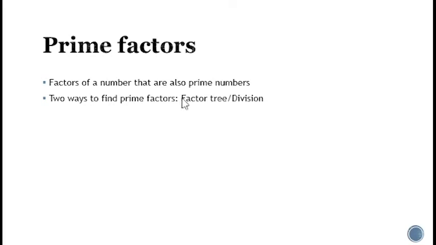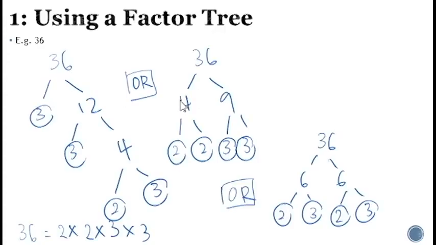Prime factors: factors of a number that are also prime numbers. 2 ways to find prime factors: factor tree and division. Using a factor tree, write the number as 2 factors. For 36, you can do it with 3 times 12, 4 times 9, 6 times 6, as long as you remember to split them until you are left with all prime numbers.